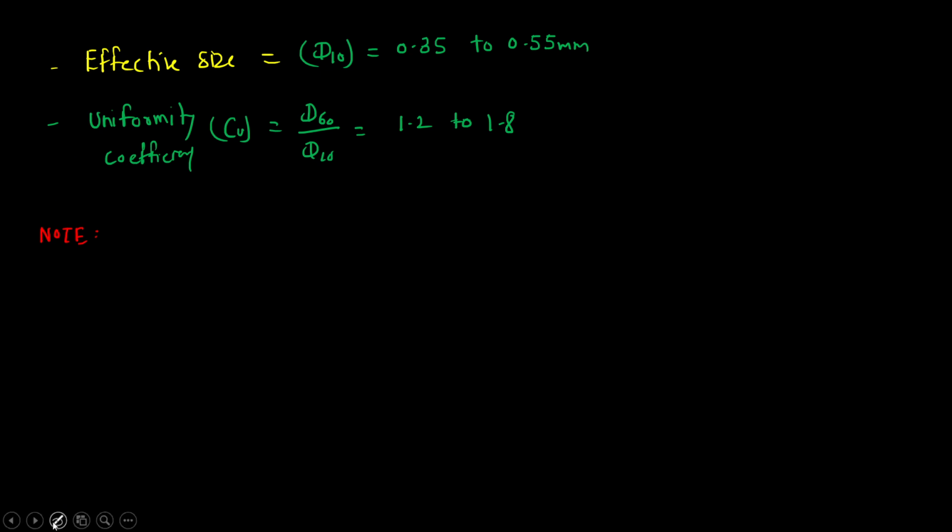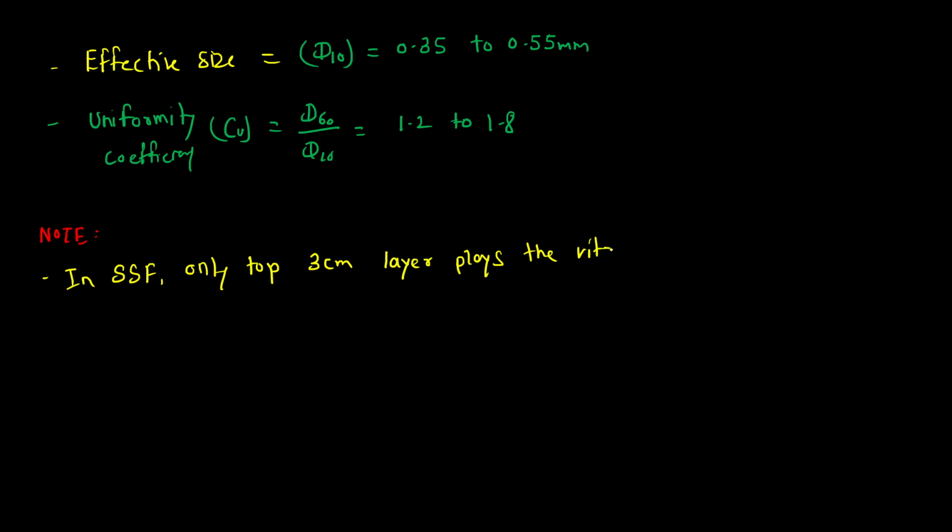So you just write it down. In slow sand filter, only the top 3 centimeter layer plays the vital role. Whereas in rapid sand filter, all the layers play an important role.